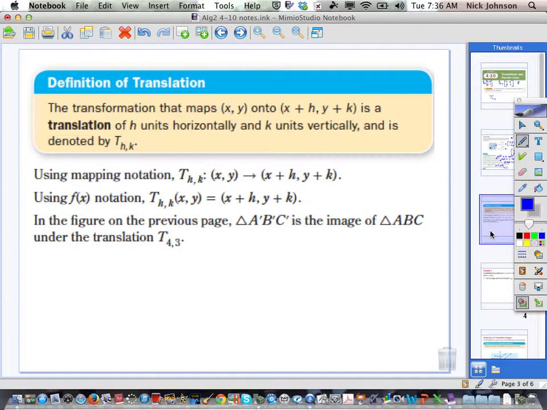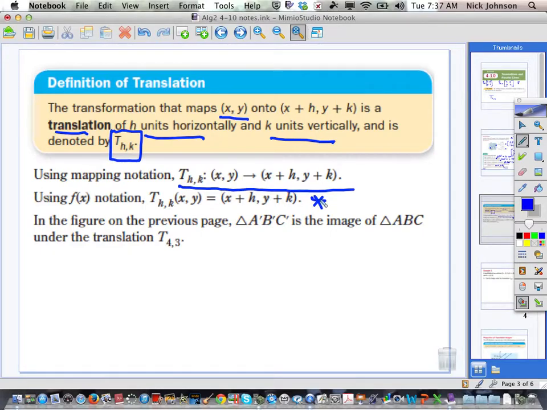Definition of a translation. The translation that maps x and y onto x plus h and y plus k is a translation of h units horizontally and k units vertically, and is denoted by the transformation T, or the translation T, h comma k. So here's the mapping notation, which Mr. Johnson hates to use, but the book uses it, so we got to know it. I like to use this function notation.